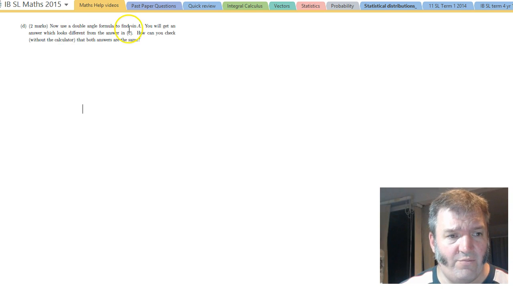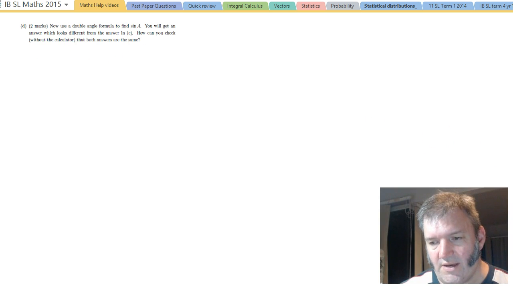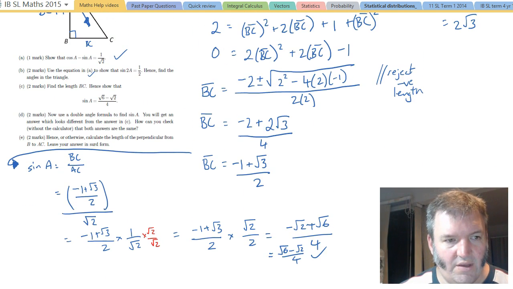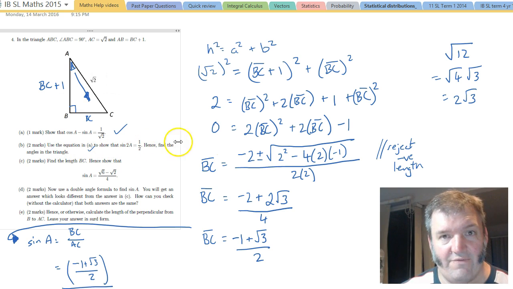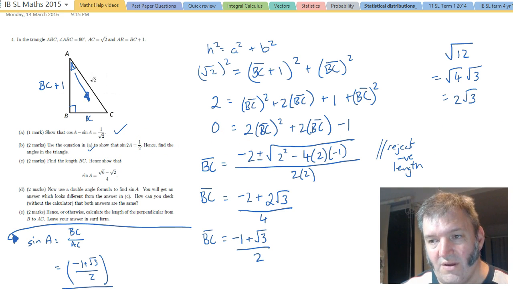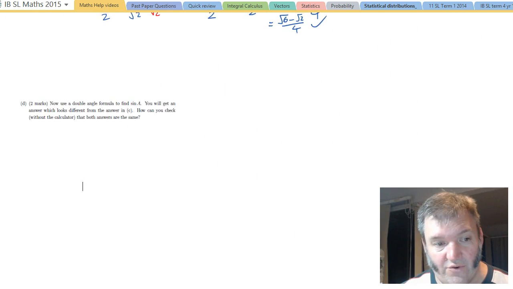Use a double angle formula to find sine A. You'll get an answer which looks different from the answer in C. How can you check both answers are the same? Now we have a look at parts A and B, which I didn't go through because we already sorted those. That's great. You can see here sine 2A equals 1/2, so that's something you've already proved. So that's telling me which double angle formula I've got to use.